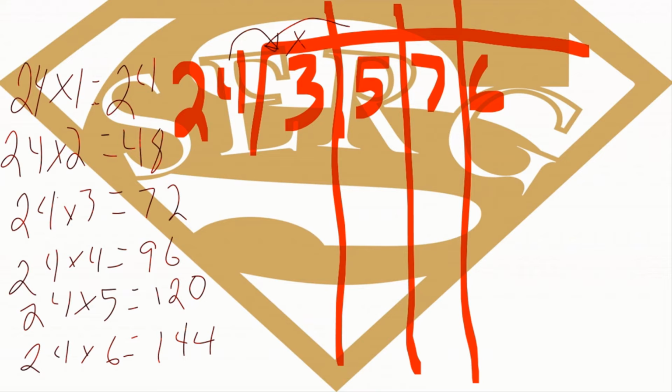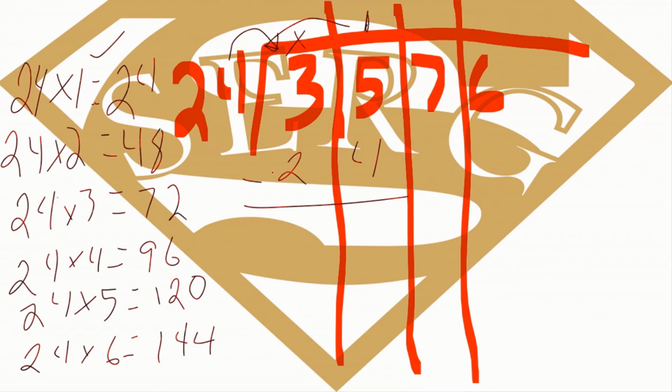So can 24 go into 35? Let's see. 1, yes. 2, no. So 24 goes into 35 one time. And the only reason we didn't do 48 is because it's larger than 35, and we can only go into it exactly or close enough. So we put 1. 24 times 1 is 24. Now we subtract.